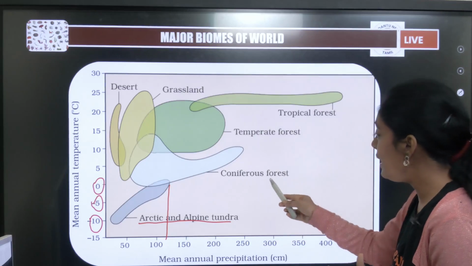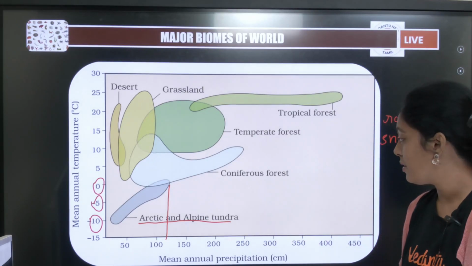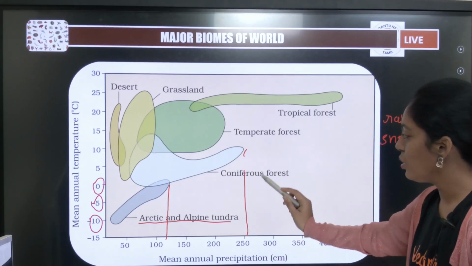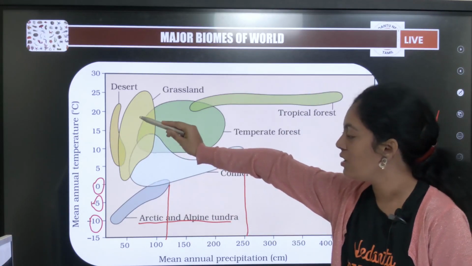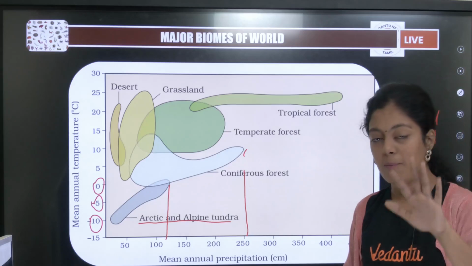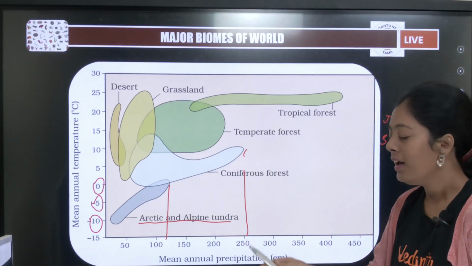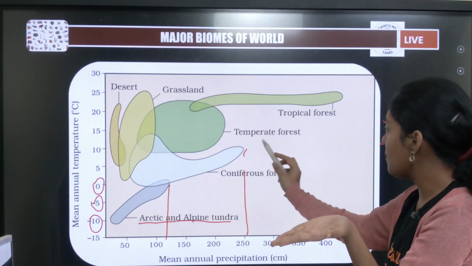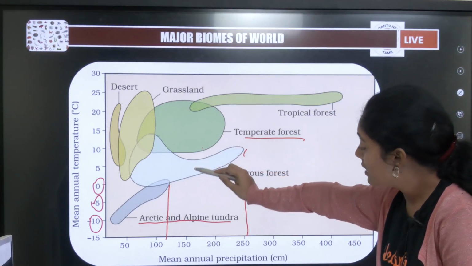Okay, then you have coniferous forest. Your Himalayas is a very good example for coniferous forest. Look here, the mean annual temperature is this much, and the maximum temperature goes only up to 10 to 12 degrees Celsius. So temperature is low, whereas the rainfall is moderate. Next, look at temperate grassland, the temperature is a little high. In temperate forest, the temperature is a little high and the mean annual rainfall is low.